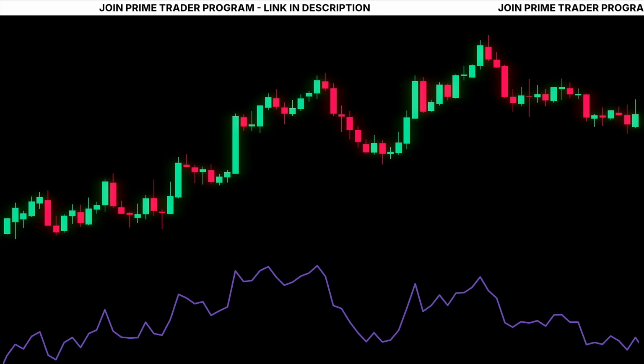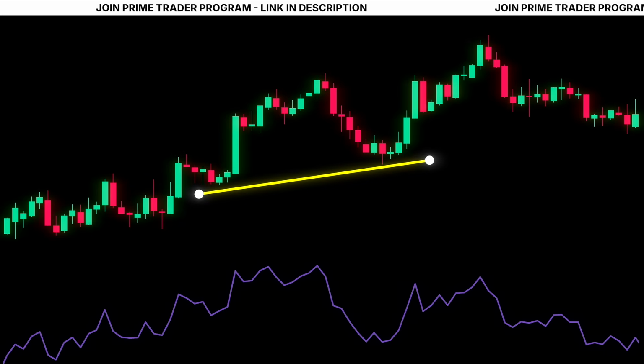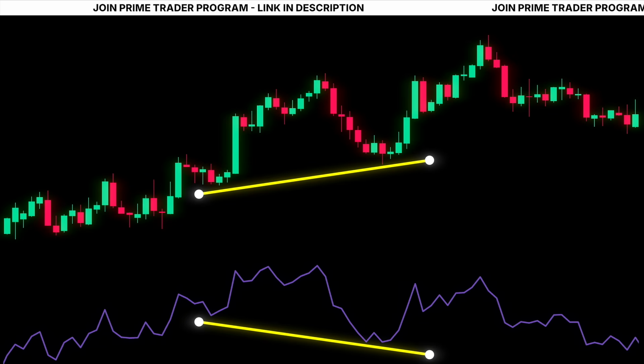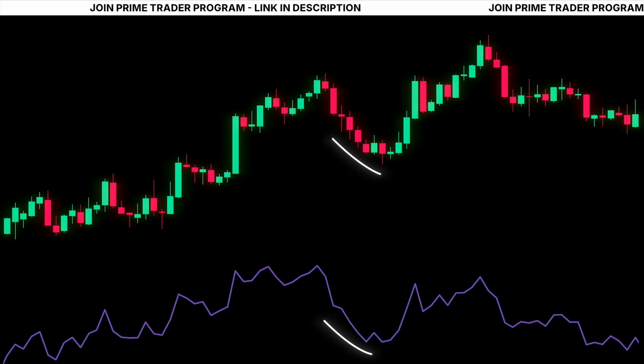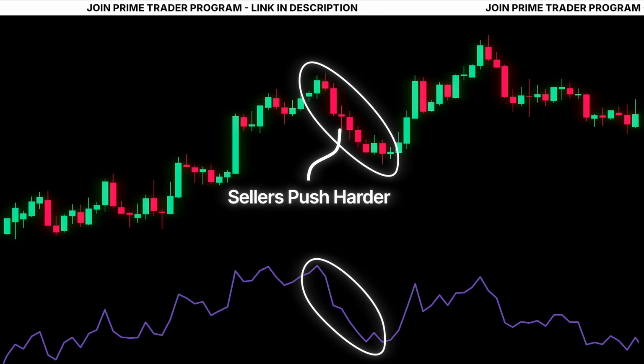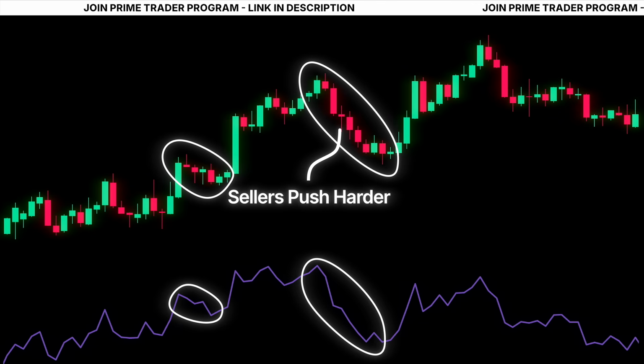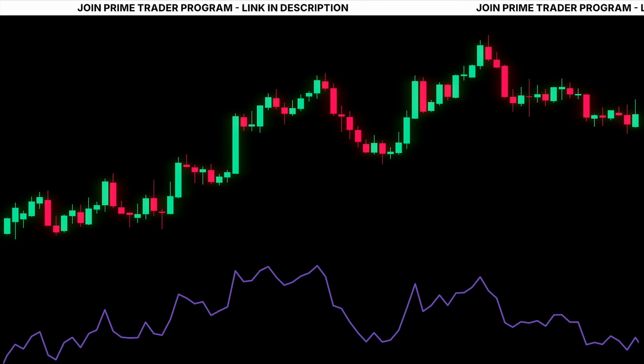The hidden divergence occurs when the price makes a higher low, while the RSI makes a lower low. It shows that the sellers had to push harder for this pullback than the previous one. In other words, the buyers are becoming a bigger challenge for the sellers. Therefore, it is a strong possibility that the buyers will take control of price and push it higher.